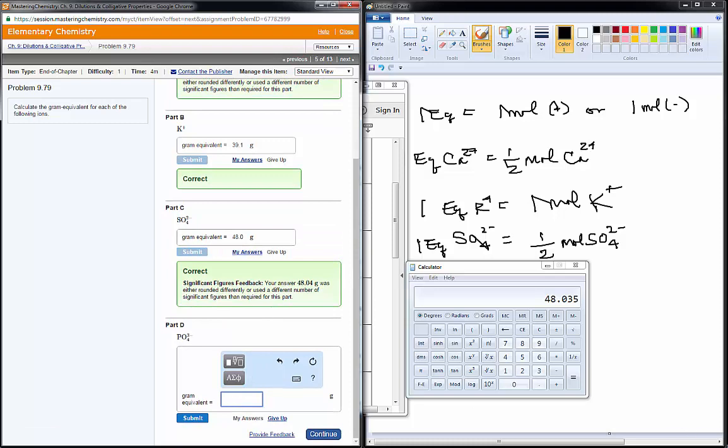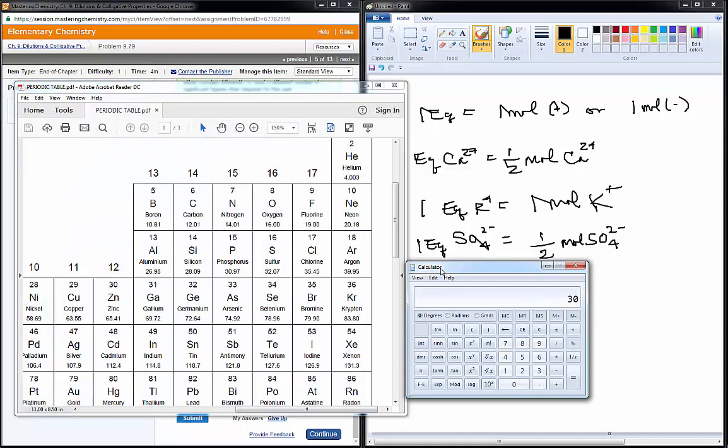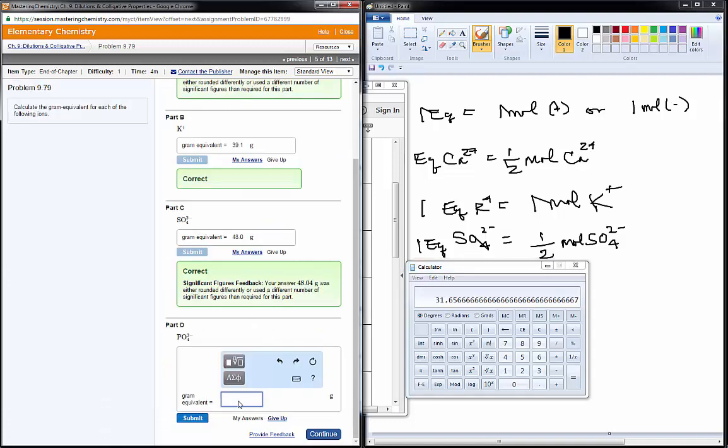And finally, phosphate, PO4. We've got phosphorus, which is 30.97, plus 4 oxygens. That's the mass of phosphate, and the charge on the phosphate is 3. So 1 whole mole of phosphate ions is essentially 3 equivalents. If I want to know the mass of 1 equivalent, I need to divide that by 3, and I get 31.7 grams.